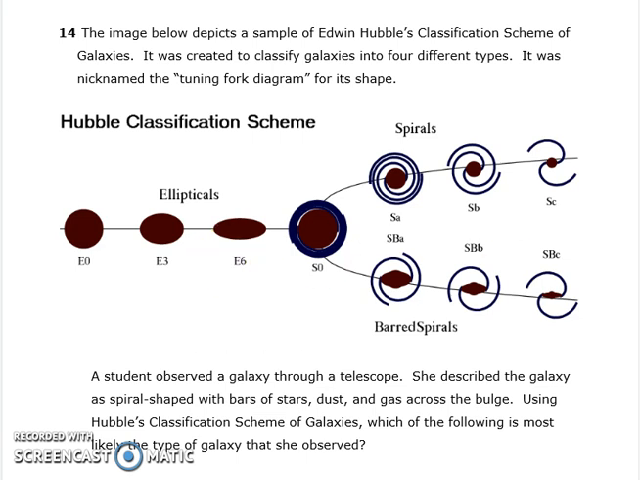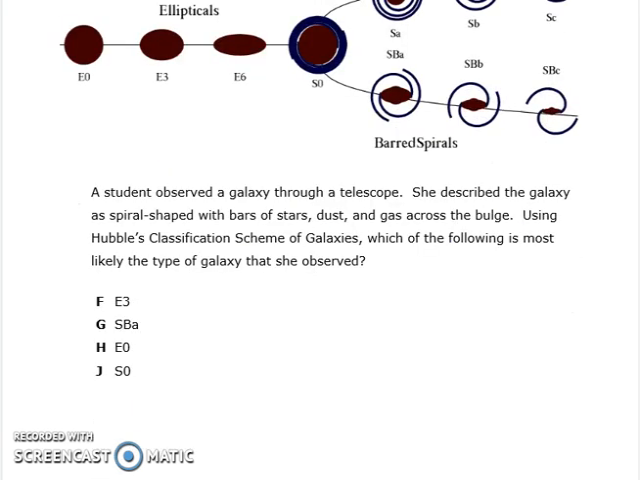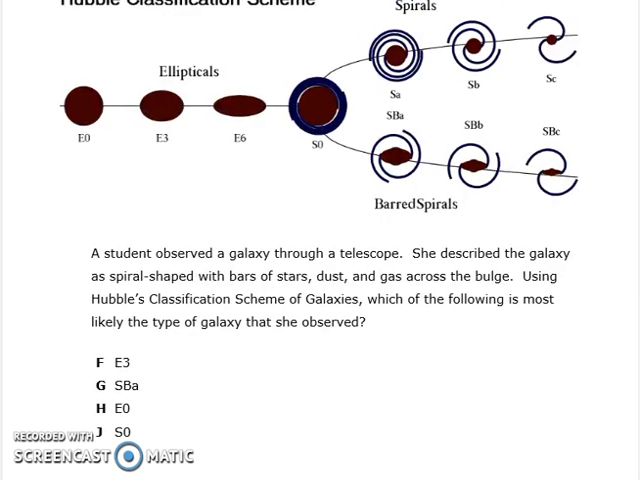A student observed a galaxy through a telescope. She described the galaxy as spiral-shaped with bars of stars, dust, and gas across the bulge. Using Hubble's classification scheme of galaxies, which of the following is most likely the type of galaxy that she observed? F, E3, G, SBa, H, E0, or J, S0.